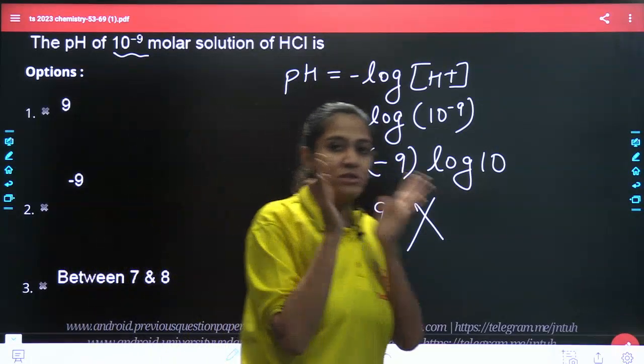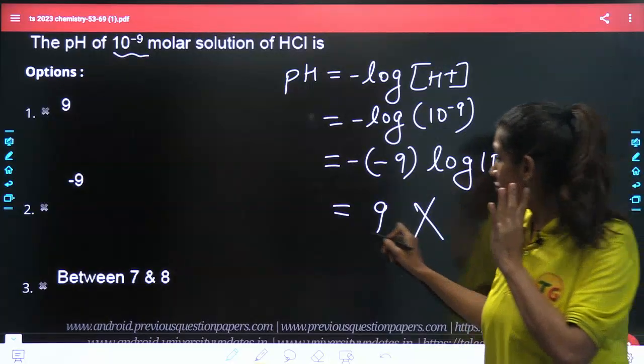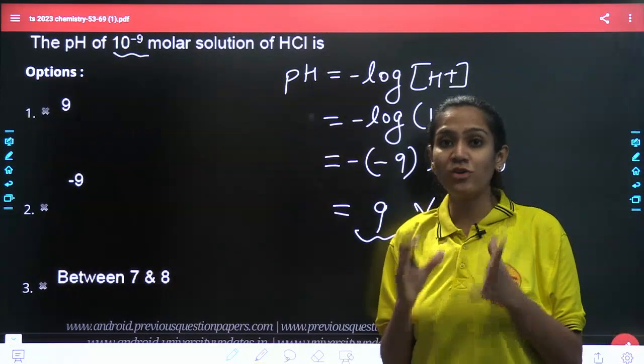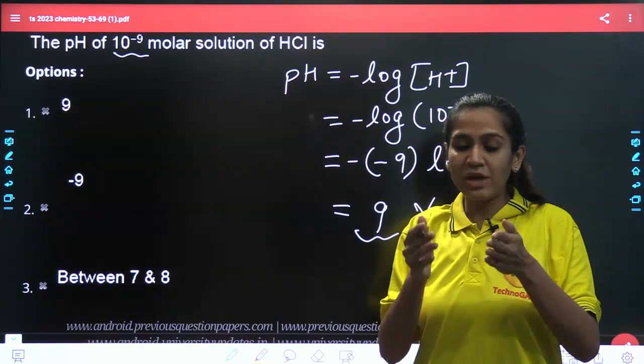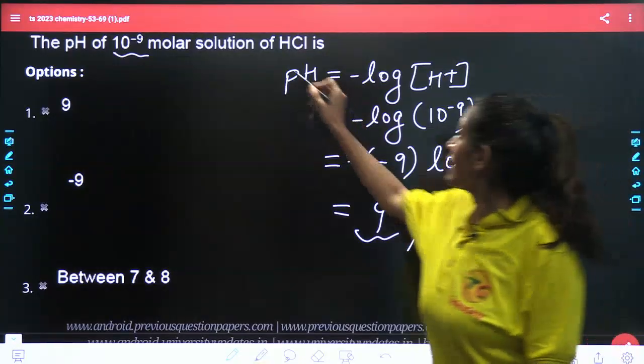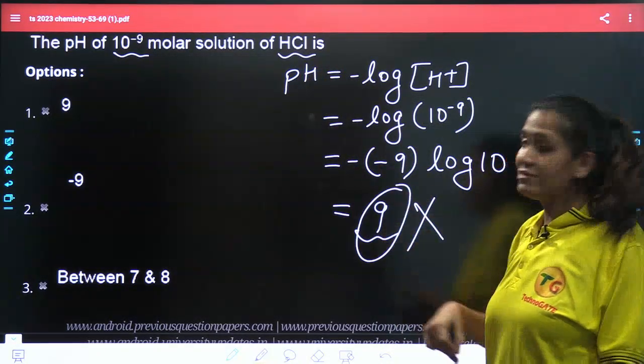Just imagine HCl is an acid. Can it have a pH value of 9? Is it possible for an acid to have a pH value of 9? No, the pH value for acids is below 7. So never make this mistake. Look over here, it is HCl. It can never have this value.